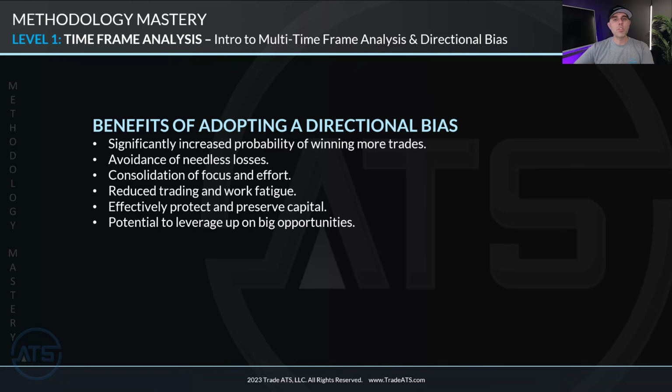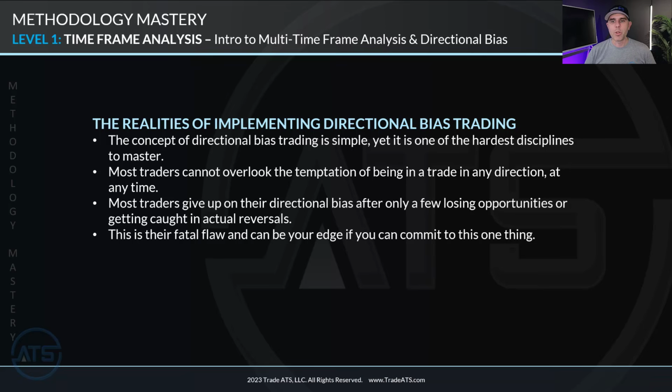So you can see all these benefits really end up being in your favor when you decide to do what the 95% won't and adopt a directional bias. So just hammering home some of the realities of implementing directional bias. I've already touched on some of these, but just want to go through them one more time. The concept of directional bias trading is simple. You have a higher time frame, you only trade in the direction of that higher time frame.